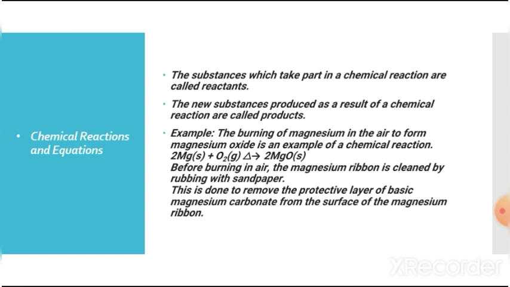Example, the burning of magnesium in the air to form magnesium oxide is an example of a chemical reaction. Mg plus O2, when heat is provided, forms 2MgO, magnesium oxide. Before burning in air, the magnesium ribbon is cleaned by rubbing with sandpaper. Friends, this question always comes in our exam, that why the magnesium ribbon is to be cleaned before burning in air. So let us see what is the reason for this. This is done to remove the protective layer of basic magnesium carbonate from the surface of the magnesium ribbon.